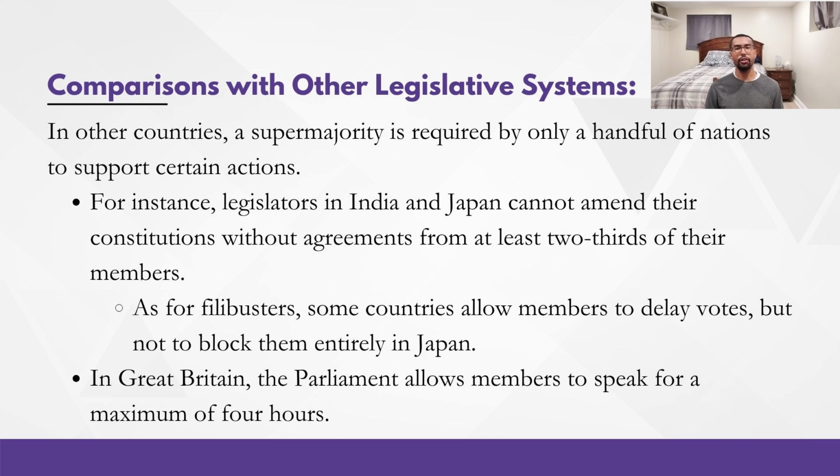In other countries, a supermajority is required by only a handful of nations to support certain actions. For instance, legislators in India and Japan cannot amend their constitutions without agreement from at least 2/3 of their members. As for filibusters, some countries allow members to delay votes, but not to block them entirely, as in Japan. In Great Britain, the Parliament allows members to speak for a maximum of 4 hours.